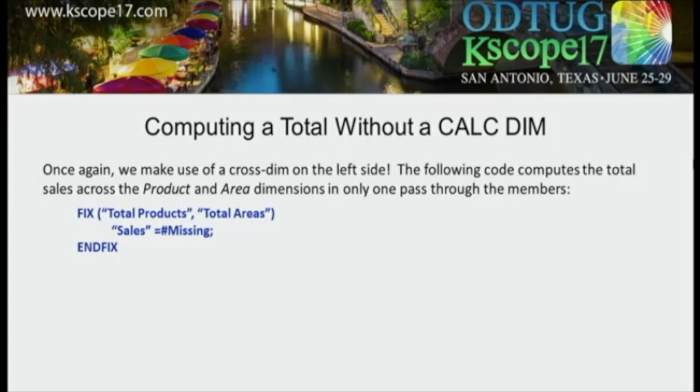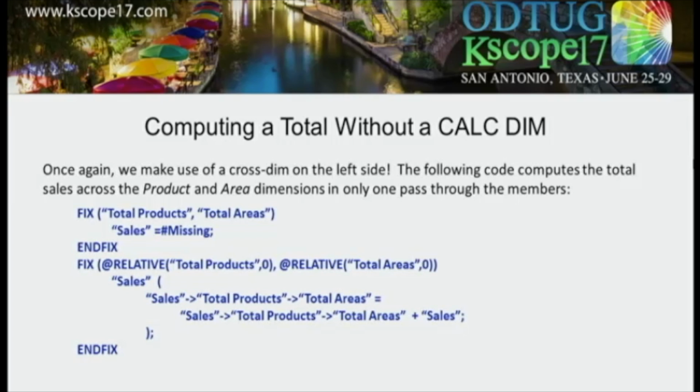First, you take your total member. I put the actual total members, which are at the top of the hierarchy. This was a BSO example. But you can make them any members you want. They can be level 0 members, something you said total of all products or total of all areas, and not have it at the top of the hierarchy. First, clear it out, clear sales out. Then fix on the level zeros of those two dimensions and have this formula. Sales cross-dim total products, cross-dim total areas equals sales cross-dim total products, cross-dim total areas plus sales.